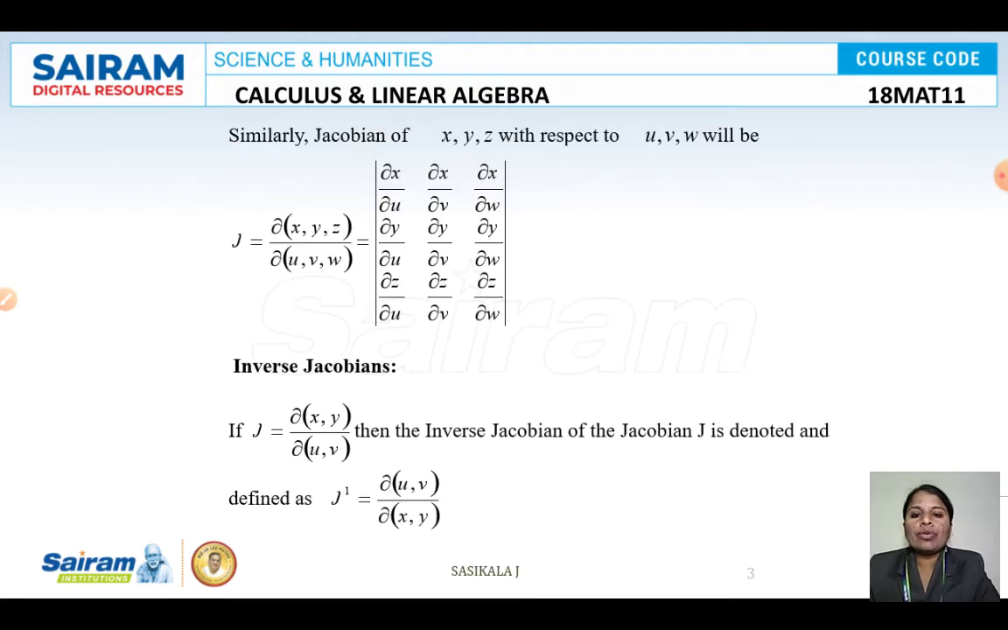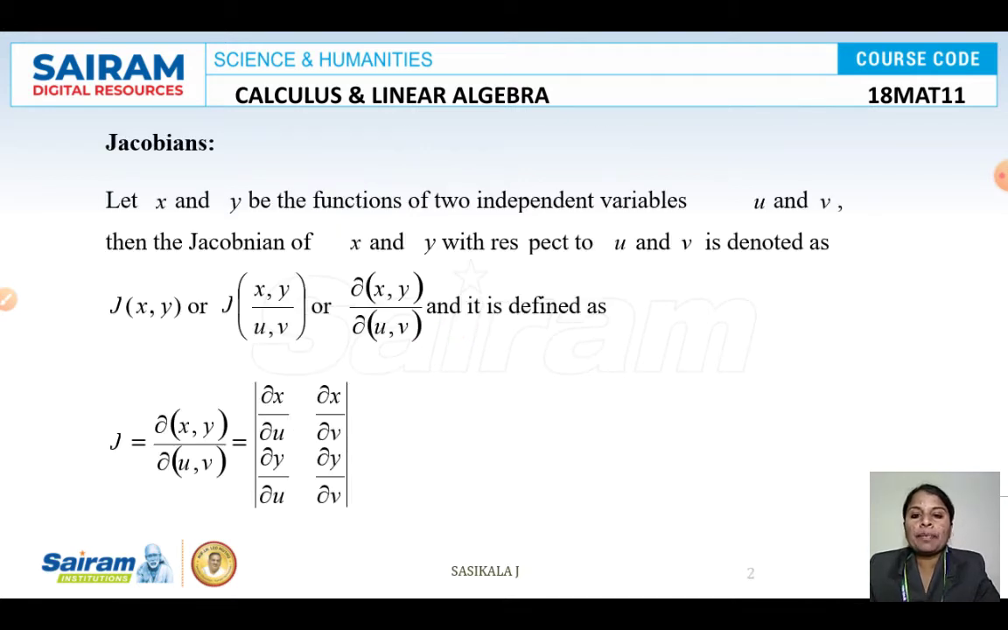Similarly, you can go with three functions and three variables. So the Jacobian of x, y, z with respect to u, v, w will be J equal to dou of x, y, z, where x, y, z are the functions and u, v, w are the variables. It is the determinant of dou x by dou u, dou x by dou v, dou x by dou w, then dou y by dou u, dou y by dou v, dou y by dou w, and similarly for the z function with respect to u, v, w. So we can remember it like this, even the previous one also.